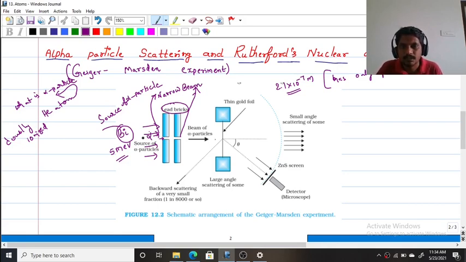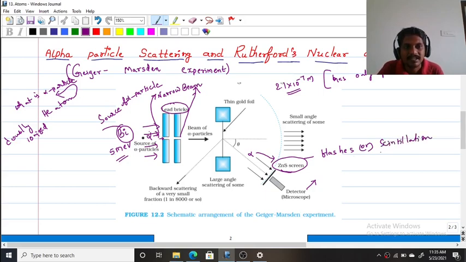The alpha particles incident on the gold foil are scattered in different directions. Geiger and Marsden found this. The scattered alpha particles are detected by a rotatable detector attached to a microscope, which consists of a zinc sulfide screen. When scattered alpha particles strike this screen, they produce flashes or scintillations. By counting these scintillations with the microscope, we can count the number of particles reaching the screen. So this is the experimental setup.